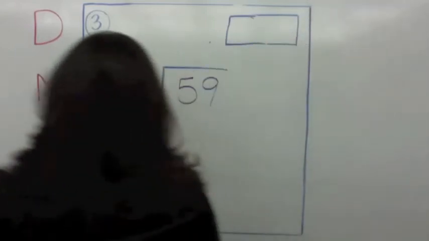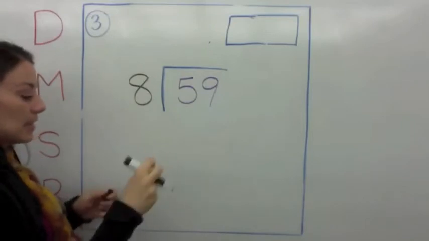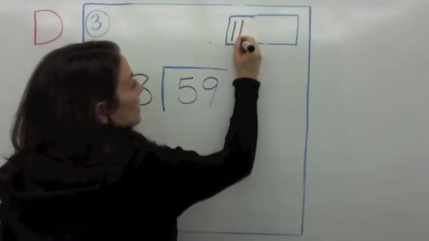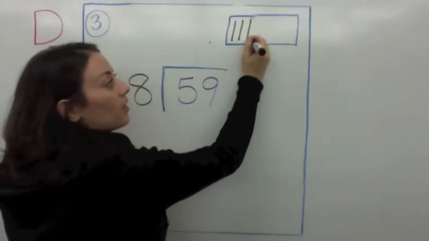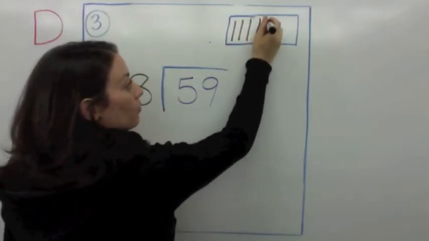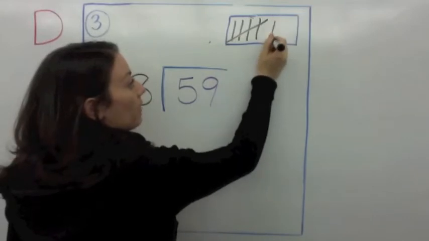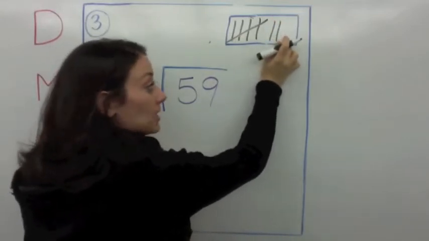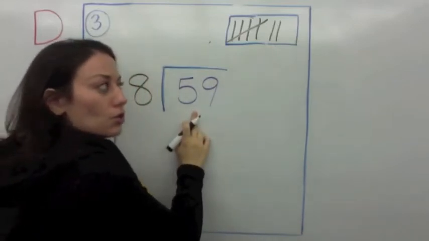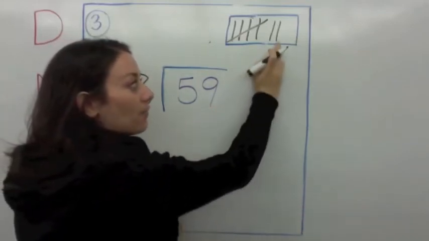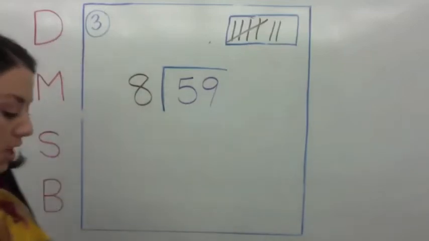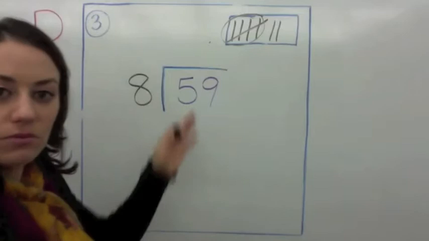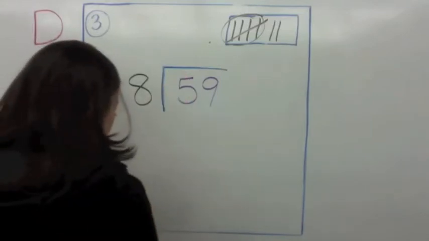Okay? All right, so let's go ahead and skip count by 8. This is to the tune of I Love You. It goes like this. 8, 16, 24, 32, 40, 48, 56. What would come next? 64, but 64 is too big. So we're going to go ahead and stop at 56. Okay? So let's count our tallies. We have a tally of 5 plus 2 more. So 5 plus 2 is 7.